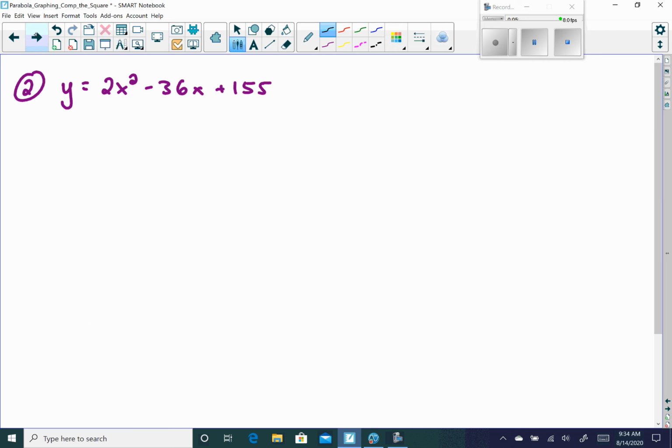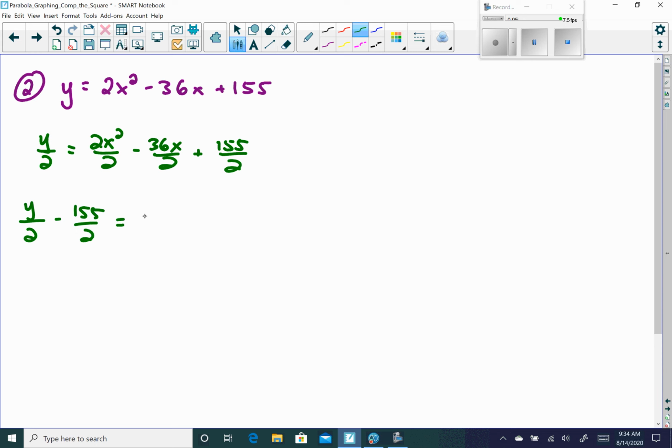All right, let's take a look at our second example. Now this one has a leading coefficient of 2. So one way to do this is to start by dividing everything up here by 2. And then we also want to move the constant to the other side. So I'm going to do this all together here. I'm going to get a minus 155 over 2. And then over here, we're just going to get an x squared minus 18x.